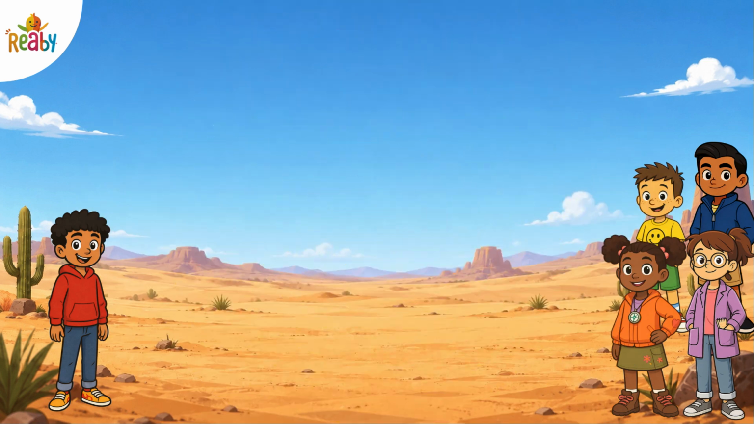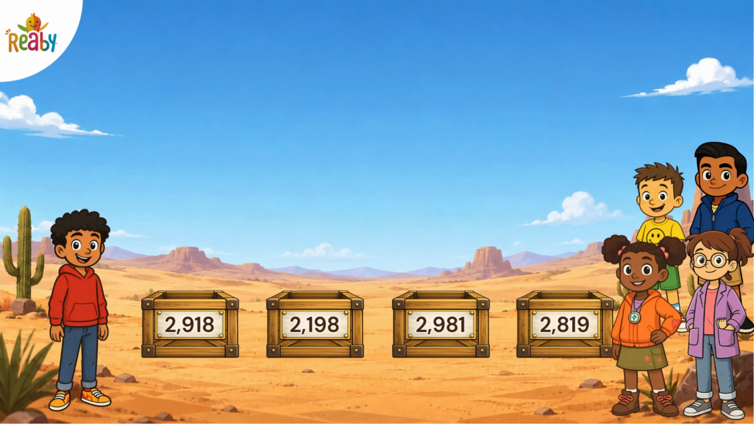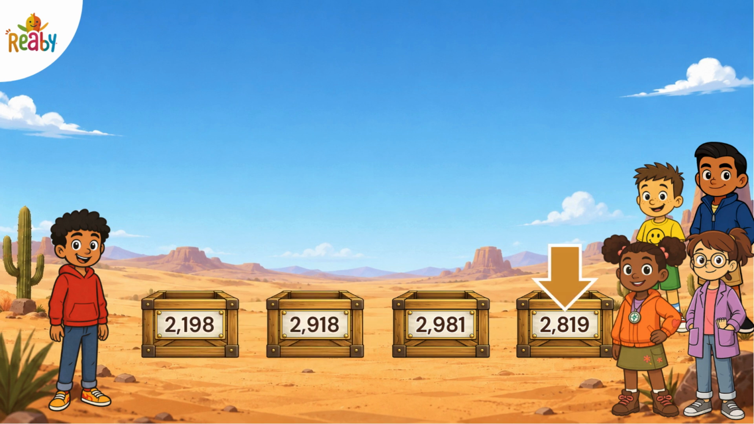Now let's order numbers. Ordering means putting numbers in a sequence, least to greatest or greatest to least. Let's order these from least to greatest: 2,918, 2,198, 2,981, 2,819. All 4 numbers have 2,000s, so we compare the hundreds place. The smallest hundreds digit is 1, so 2,198 comes first. Next is 2,819 because it has 8 hundreds.